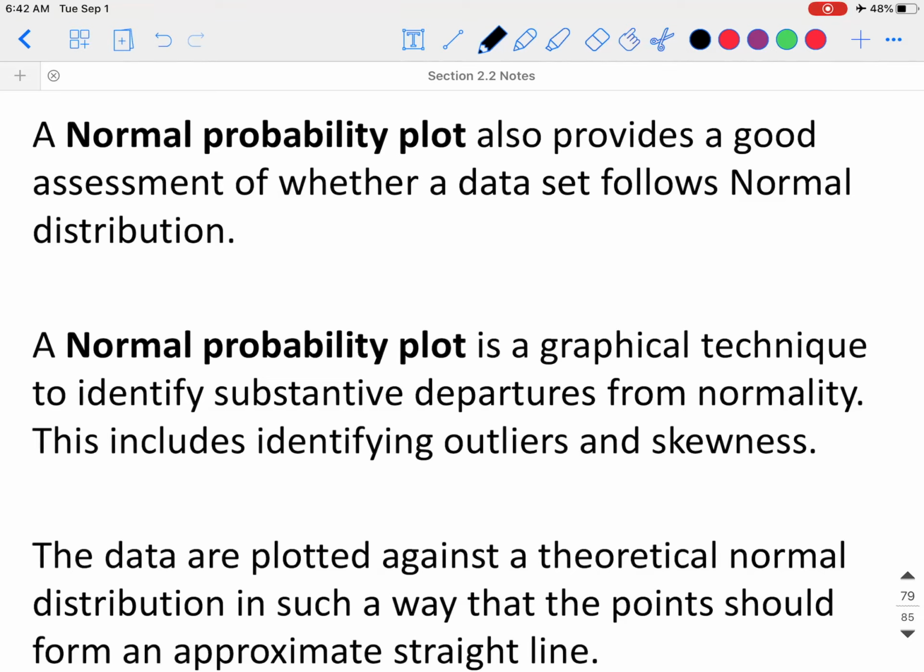A normal probability plot also provides a good assessment of whether a data set follows a normal distribution. A normal probability plot is a graphical technique to identify substantive departures from normality. This includes identifying outliers and skewness. The data are plotted against a theoretical normal distribution in such a way that the points should form an approximate straight line.